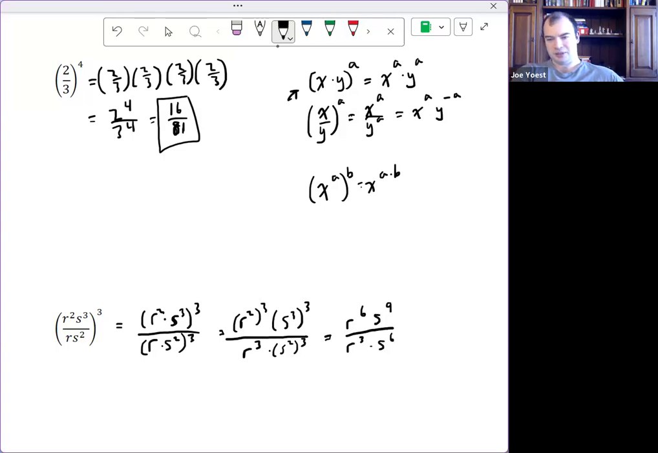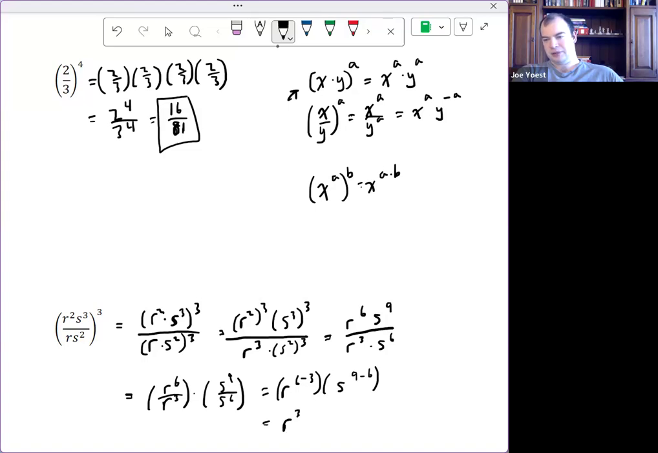Now I can break these back up into r to the 6th over r cubed times s to the 9th over s to the 6th. And I see that for my r's, I have r to the 6 minus 3 power. And for my s's, I have s to the 9 minus 6. Or that's r cubed, s cubed. Now I can do this, it works. That was quite a bit of work though.